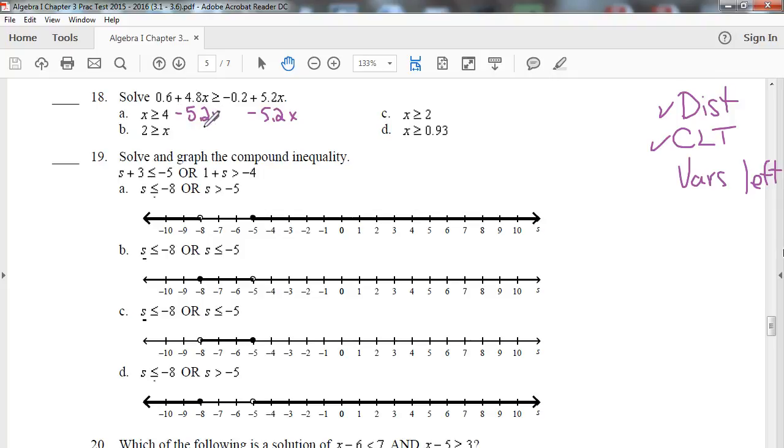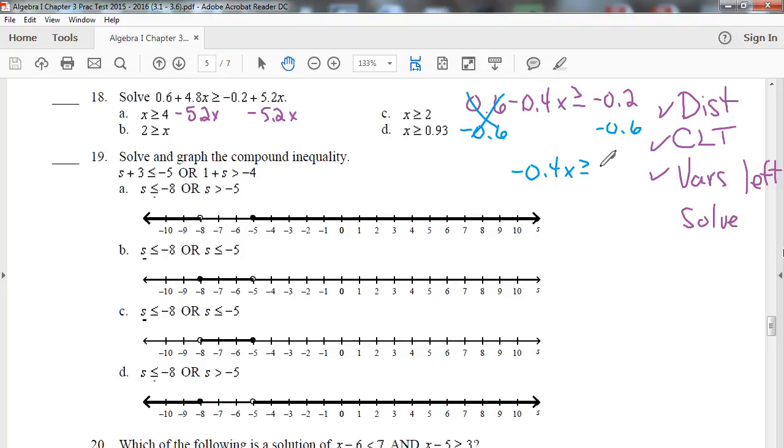And 4.8 minus 5.2 would be negative 0.4. It's negative 0.4x greater than or equal to negative 0.2. And then all that's left is to solve that two-step inequality that we have here. We can subtract 0.6 from both sides. And we have negative 0.4x is greater than or equal to negative 0.8.